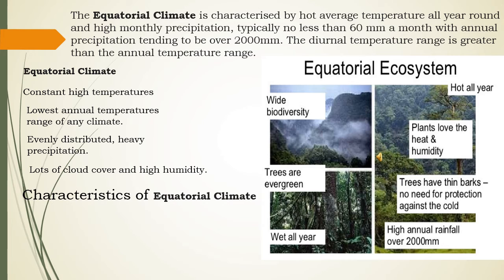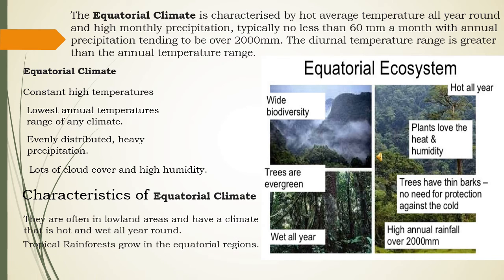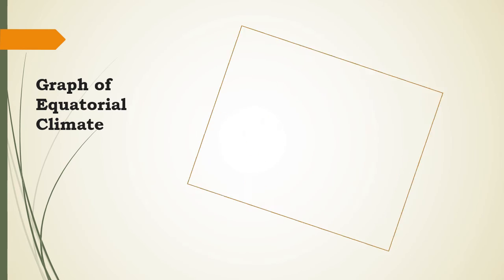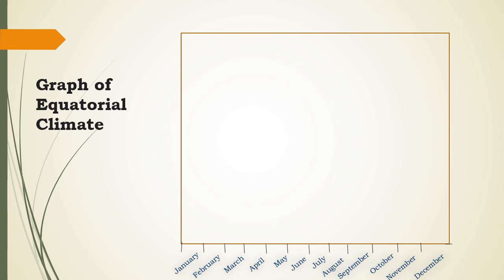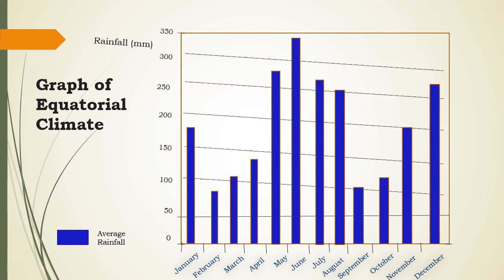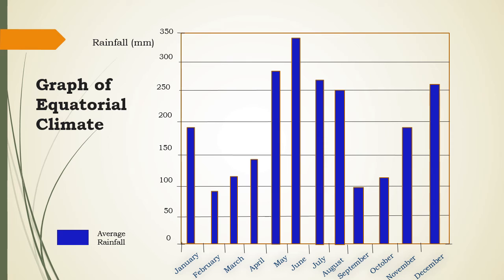When we are talking about the characteristics, they are often in lowland areas and have a climate that is hot and wet all year round. Tropical rainforests grow in the equatorial regions. Now, graph of equatorial climate. Cloudiness and heavy precipitation, 150 to 250 centimeters of rainfall or more in a year, help to moderate the temperature, so that even at the equator the climate is not unbearable.